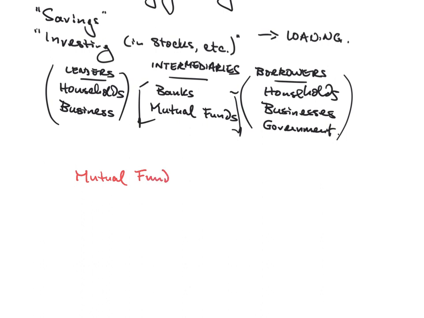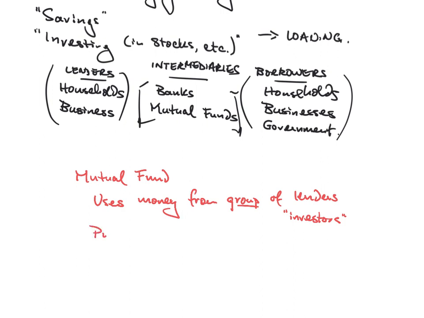it kind of uses money from a group of lenders. Okay, who would like to think of themselves as investors? Okay, now this is one thing that I'll emphasize. It's a group of lenders. And then they purchase stocks, bonds, assets from a variety of sources.